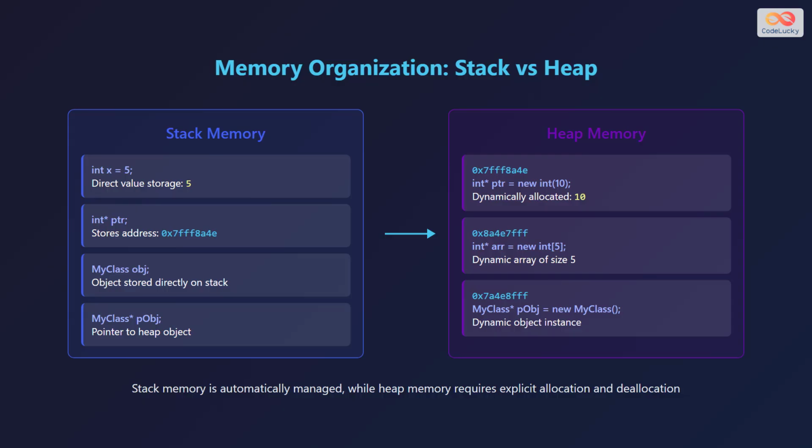The third block represents MyClass* pobj = new MyClass. Here, a new instance of MyClass is created on the heap, and its memory address, such as 0x7a4e8fff, is stored in pobj on the stack. Remember, stacked memory is automatically managed, while heap memory requires explicit allocation and deallocation by the programmer.